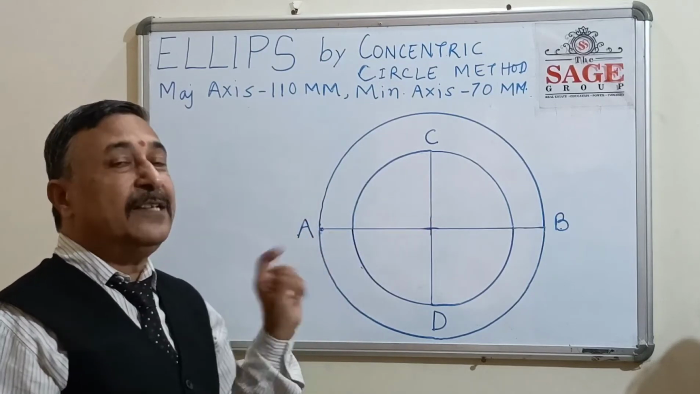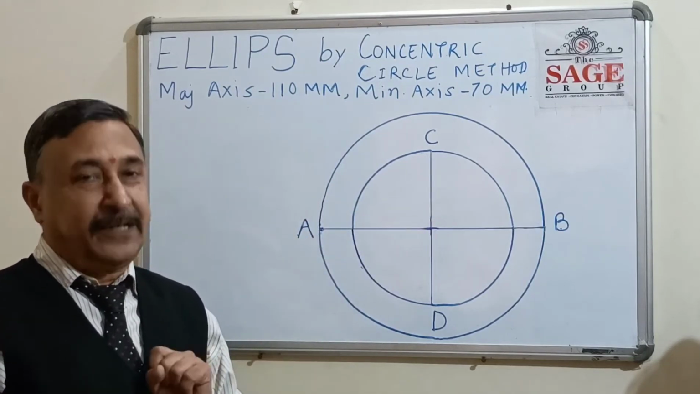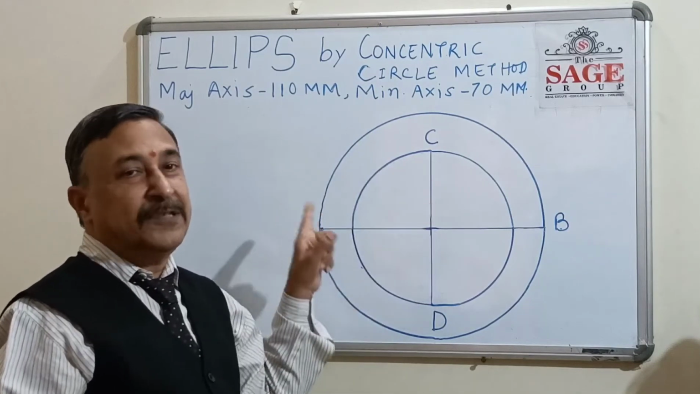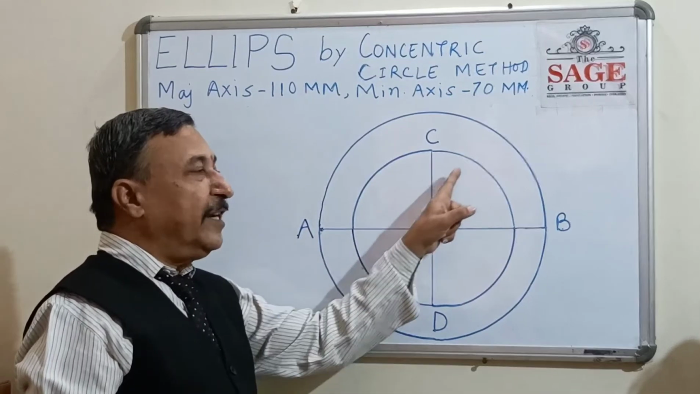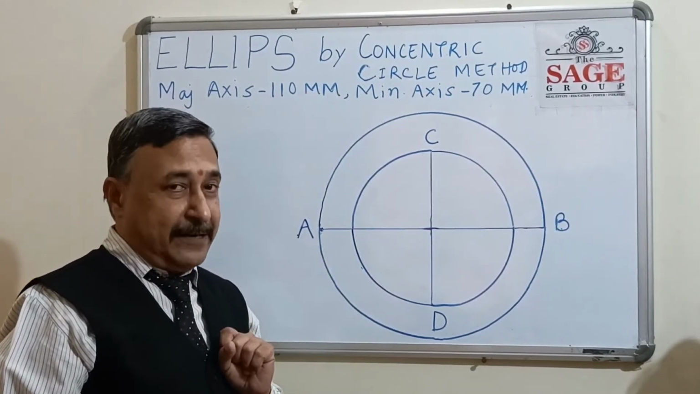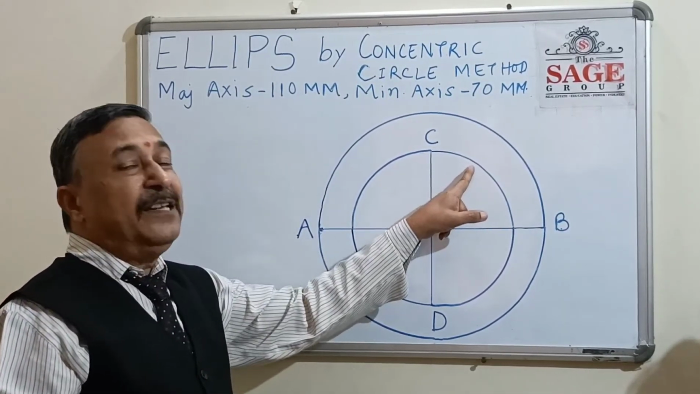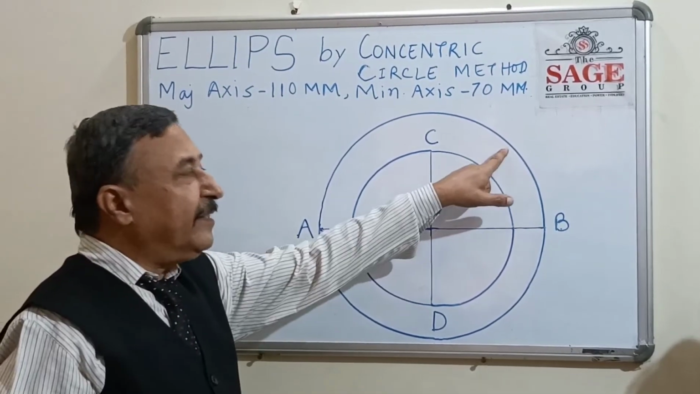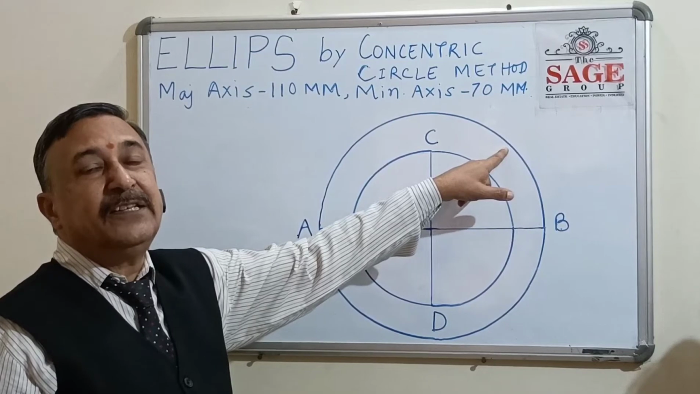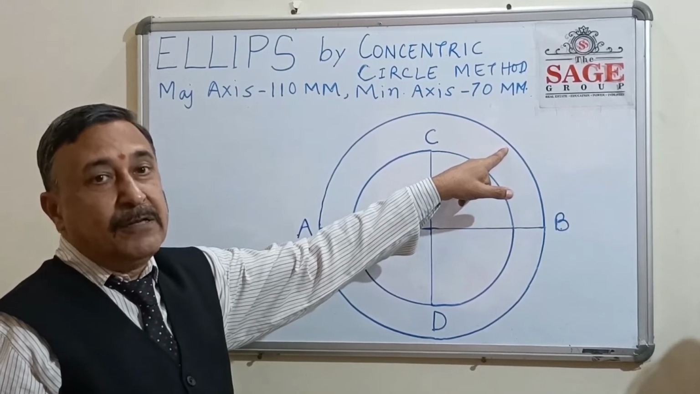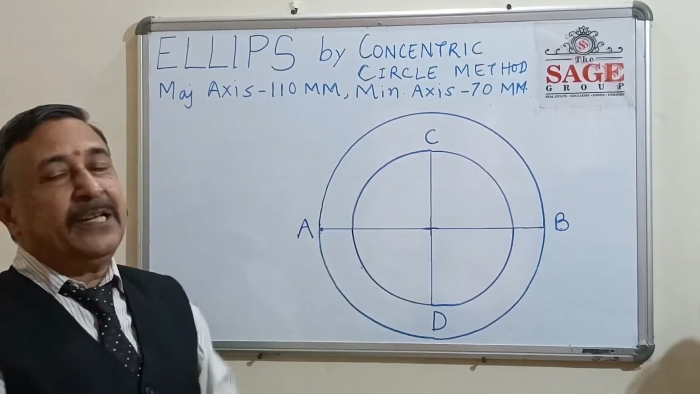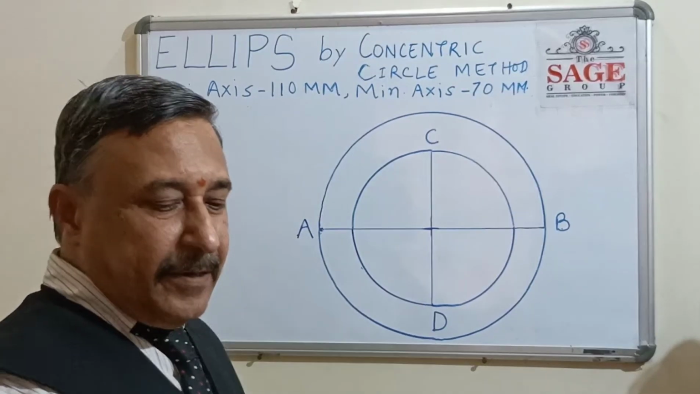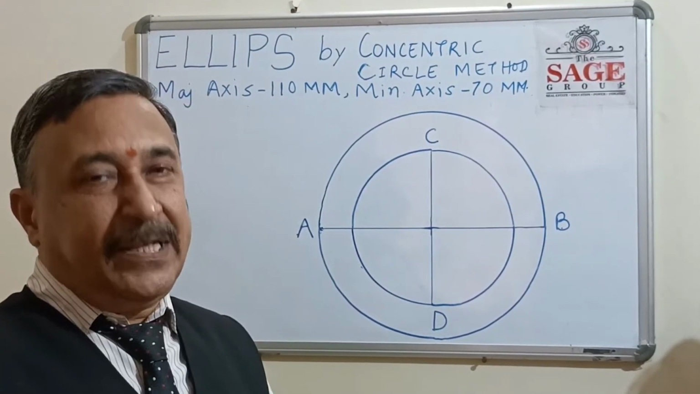These two circles are called concentric circles, as you know, because they have the same center. This circle is called the minor axis concentric circle and this circle is called the major axis concentric circle. Okay, so the method applied here is the concentric circle method.